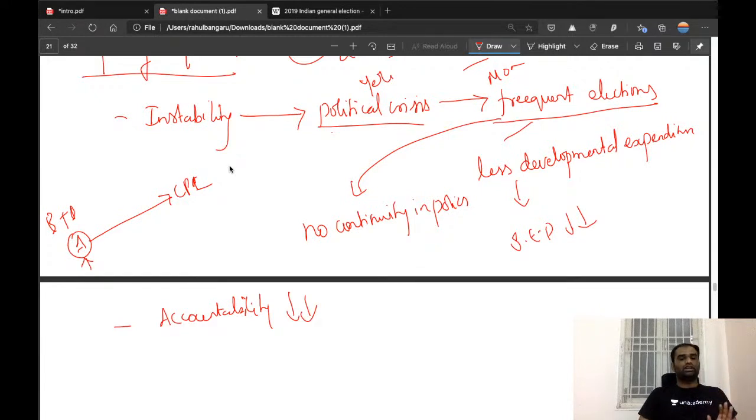Accountability is getting reduced, right? I am not accountable to the people of my constituency. So accountability in case of defection will reduce.